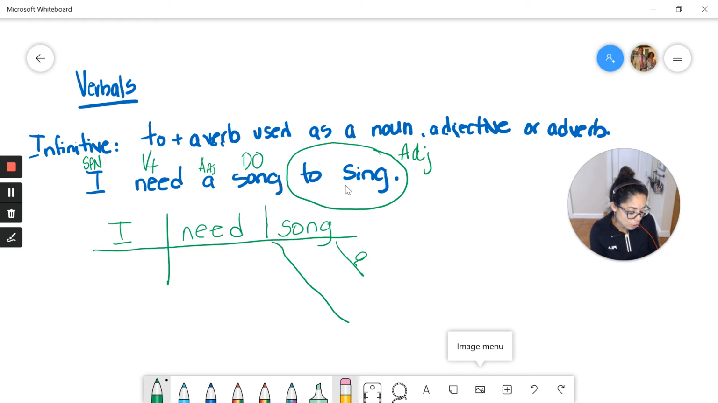So since this is a verbal, this is the way we diagram it. We make little feet, and then it looks like a prepositional phrase diagramming. So sing goes here, and the to goes on the slanted line. Okay, a little sloppy, but you can see that. Okay, so now we're going to do another example.